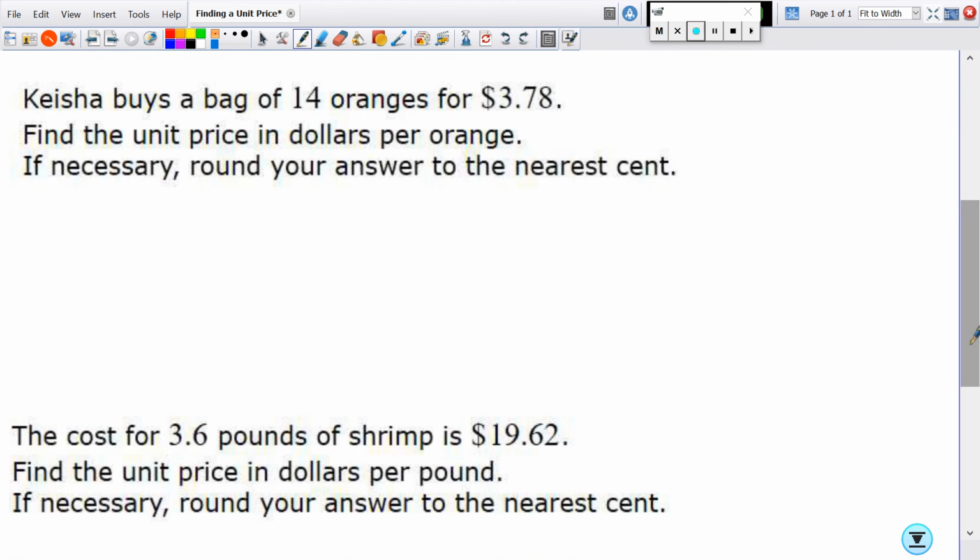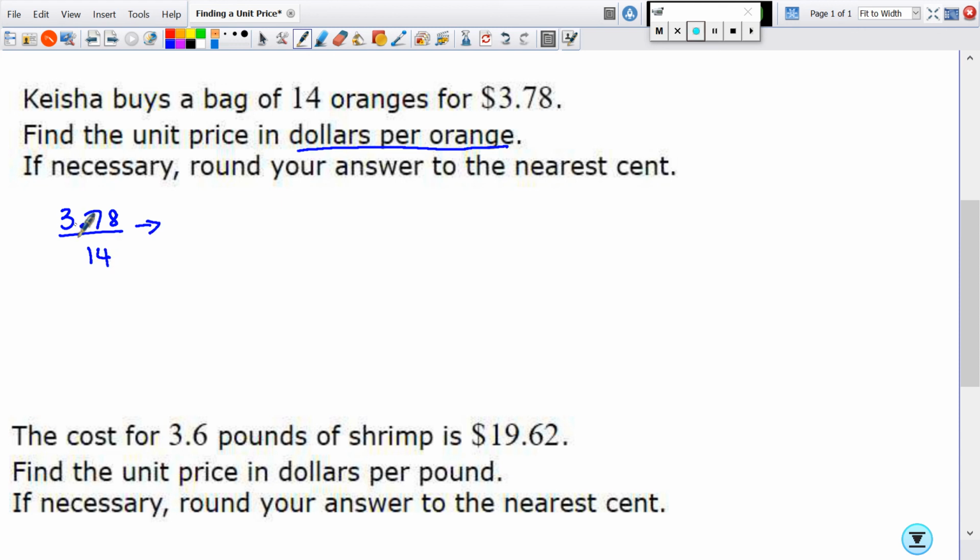Keisha buys a bag of 14 oranges for $3.78. Find the unit price in dollars per orange. How they have it right here kind of tells you how to set it up, because it's not always the number in order that they give you. They want the dollars first on top of your fraction and then the orange. So I'm going to do $3.78 over 14. So let's go ahead and do that.